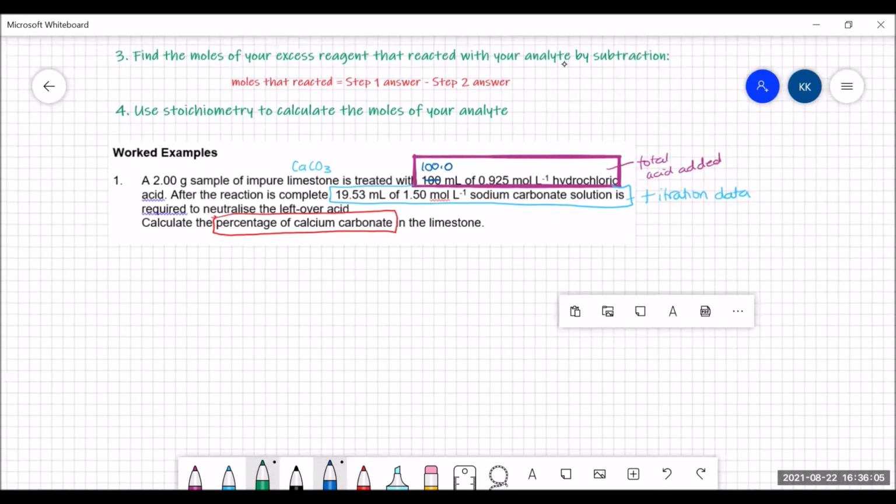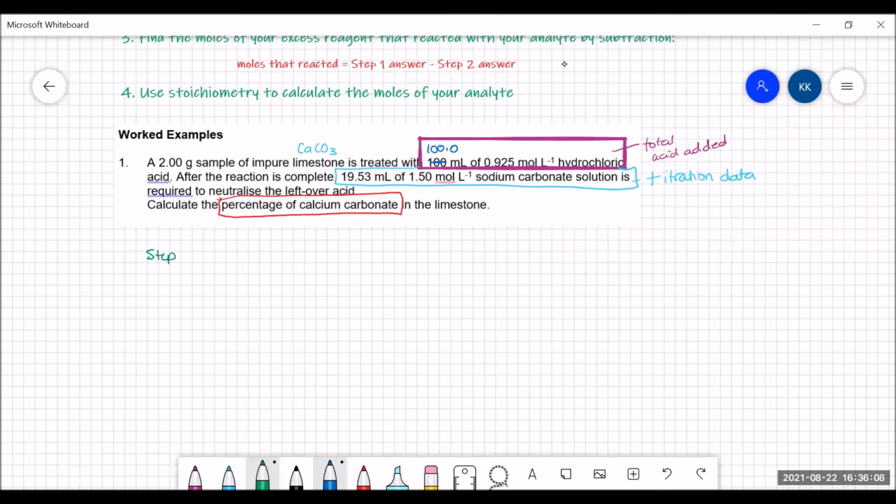All right, step number 1. Calculate the total moles of HCl. Now that we have all of that data highlighted for the total acid, it's simply moles equals concentration times volume. We have that already sorted out. We know that that's 0.925 times 0.1000, which is 0.0925 moles.